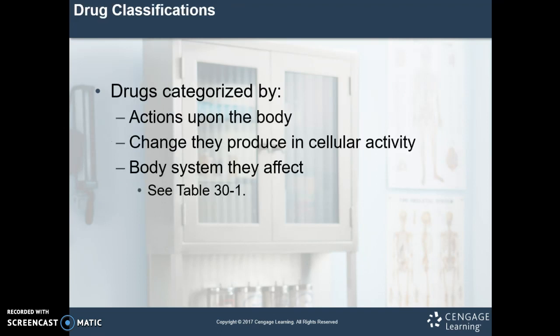So drugs are categorized by their actions on the body and the change they produce in cellular activity, as well as the body system they affect. And again, we're looking at table 30-1 on page 848 all the way over to 853. This is going to be a great source of drugs as well for looking up medications for your project in week 7. So always refer back to this table.